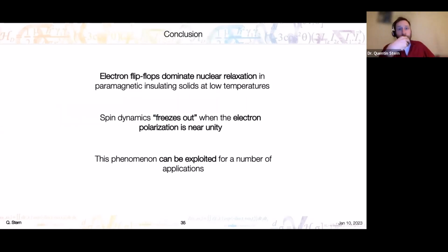But in conclusion, to conclude this talk, I see 3 points. First, electron flip-flops dominate nuclear relaxation in our conditions in insulating solids. It should be noted that if you have moving electrons, then it is a completely different story because you have another mechanism that kicks in. And when the electron polarization goes to unity, this completely fizzles out the spin dynamics. It's almost as if everything was getting silent. Nothing is happening in the sample anymore. And as we have seen, we can exploit this phenomenon for a number of applications, including spin diffusion and efficient CP and indirect EPR measurements.